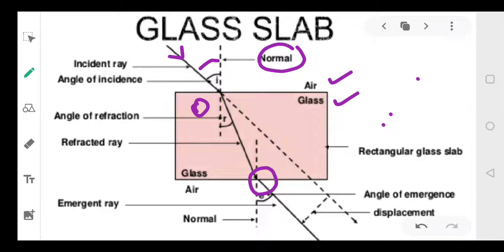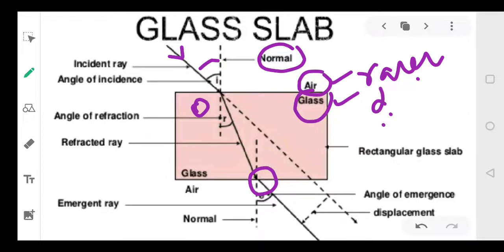The medium will change from, see, at point O, the medium will change from air to glass. So what is the rarer medium here? Air is a rarer medium. Okay, and glass is a denser medium. Right? Glass is a denser medium. So what will happen to the speed of light? Very true. The speed of light will decrease.